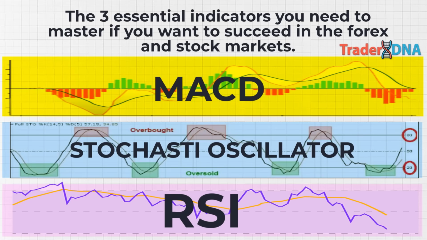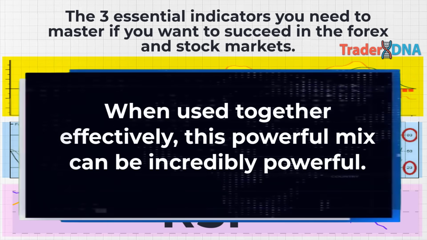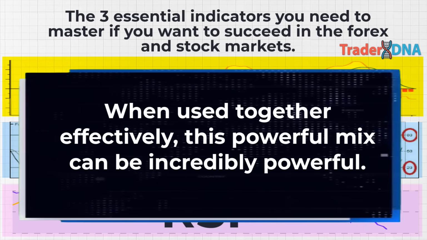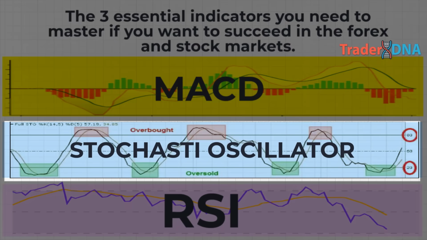This combination works so well because the stochastic and RSI indicators compare a market's closing price to its price range over a specific period, while the MACD represents the interaction between 2 moving averages. When used together effectively, this powerful mix can be incredibly useful in the right time frame. First, I will show you the best settings for the Stochastic Oscillator. This is the most popular setting used by professional and institutional traders because it provides highly accurate signals.